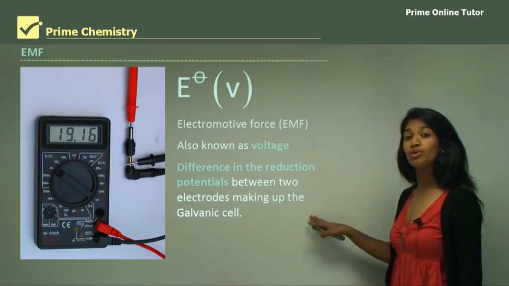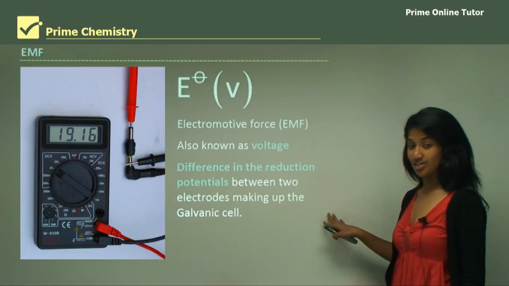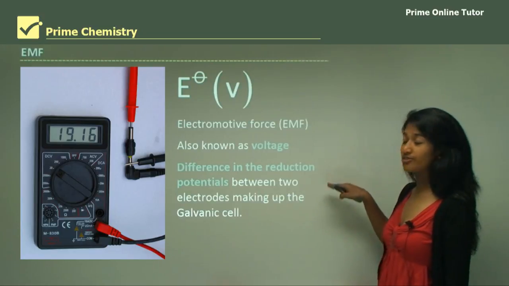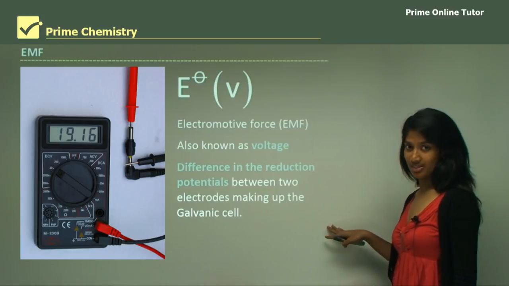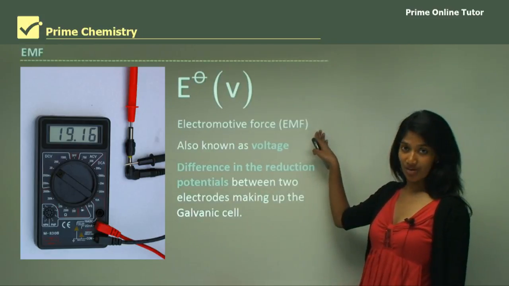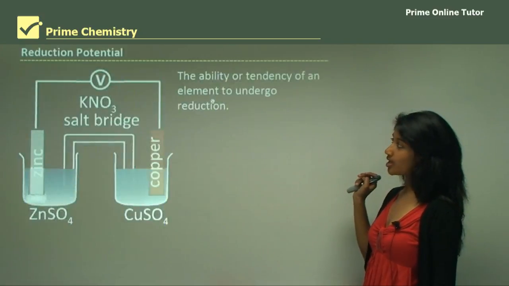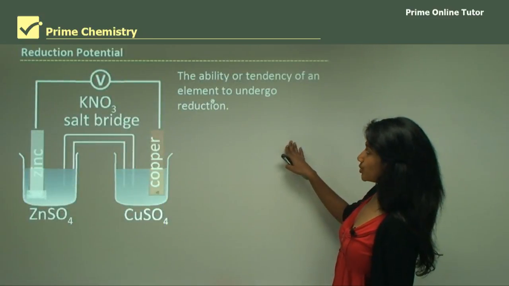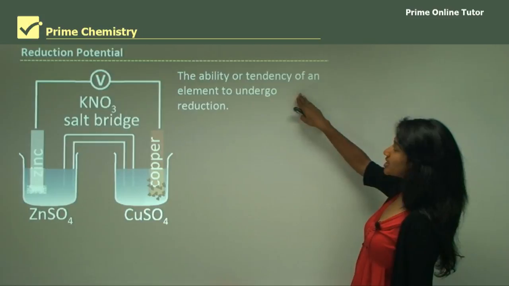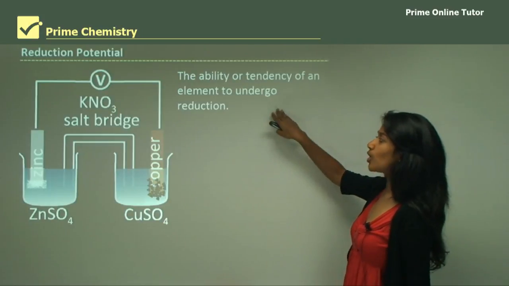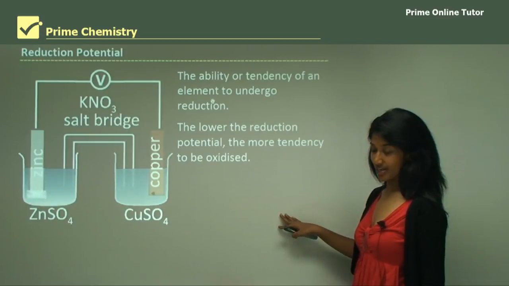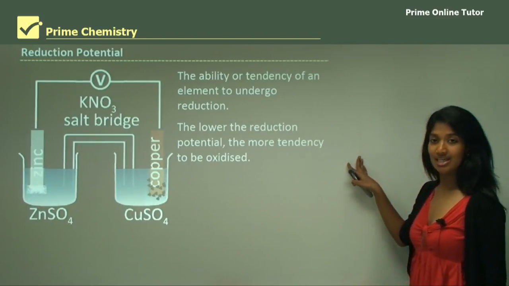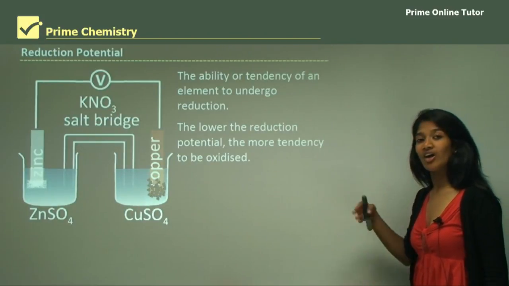So for example, copper and zinc in a Daniell cell will have two different reduction potentials, and the difference in those reduction potentials will be the EMF of that cell. The reduction potential is the ability or the tendency of an element to undergo reduction. So the lower the reduction potential, the more tendency it is going to be oxidized, and vice versa.